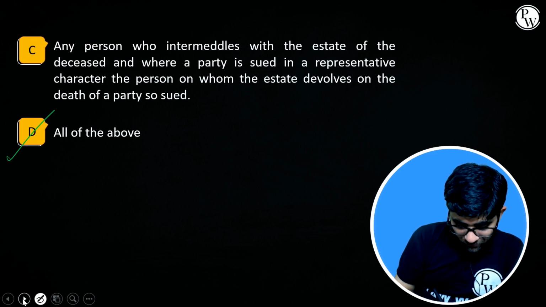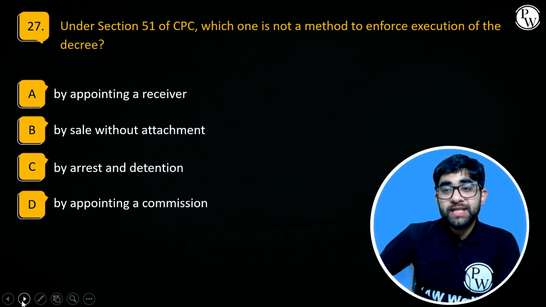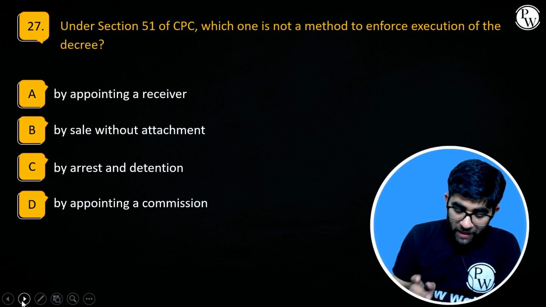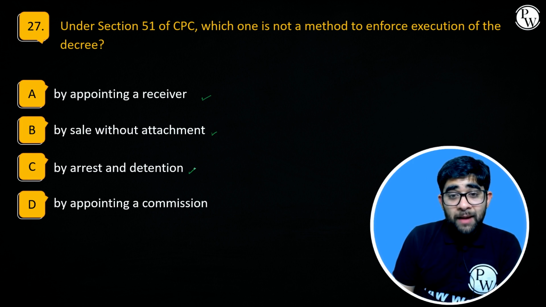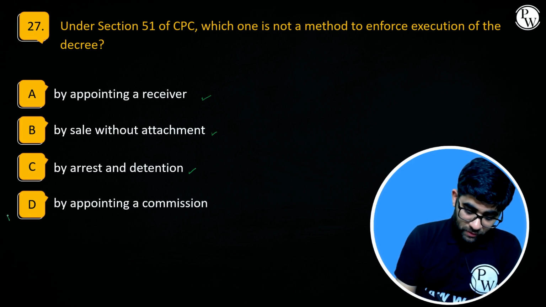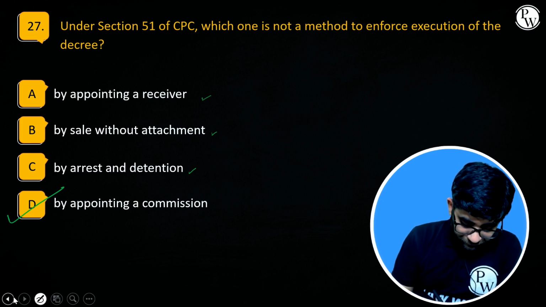Now next, under section 51 of CPC, which one is not a method to enforce the execution of the decree? By appointing a receiver, we can. By sale without attachment, we can. By arrest and detention, we can. And by appointing a commission: this is not a method to enforce the decree.